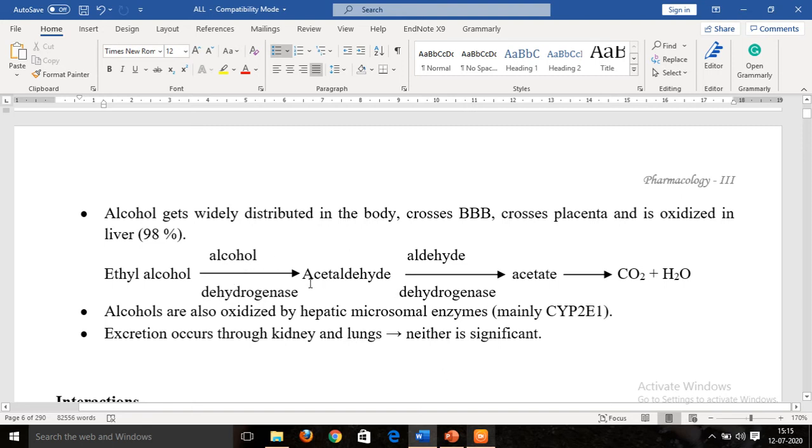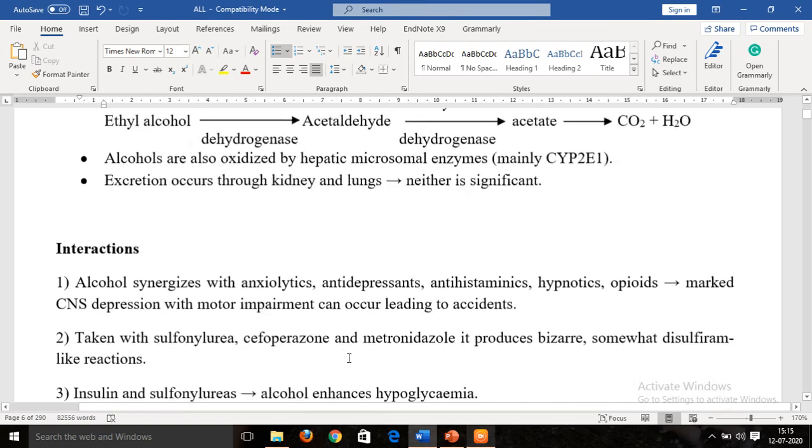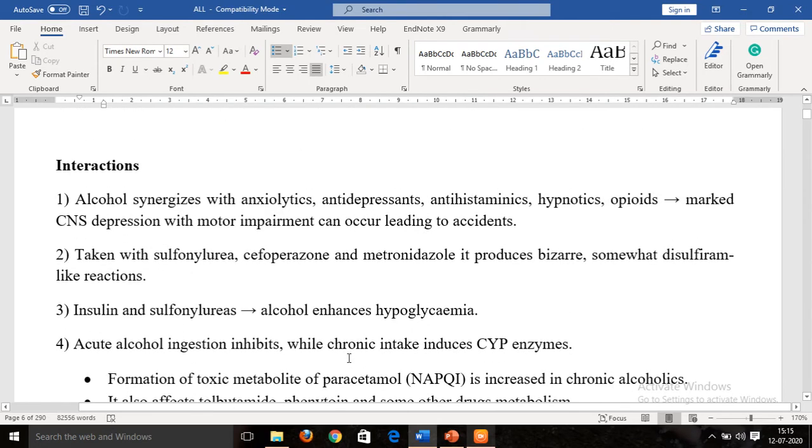So basically there are two enzymes involved. The first step, alcohol dehydrogenase, converts ethanol to acetaldehyde, and the second enzyme, aldehyde dehydrogenase, converts the acetaldehyde into acetate. Also, the hepatic microsomal enzyme CYP2E1 is involved in the metabolism of alcohol. Excretion of alcohol takes place mainly through the kidney and the lungs, that is, through exhaled air, but these are not quite significant. So this is to do with the pharmacokinetics.